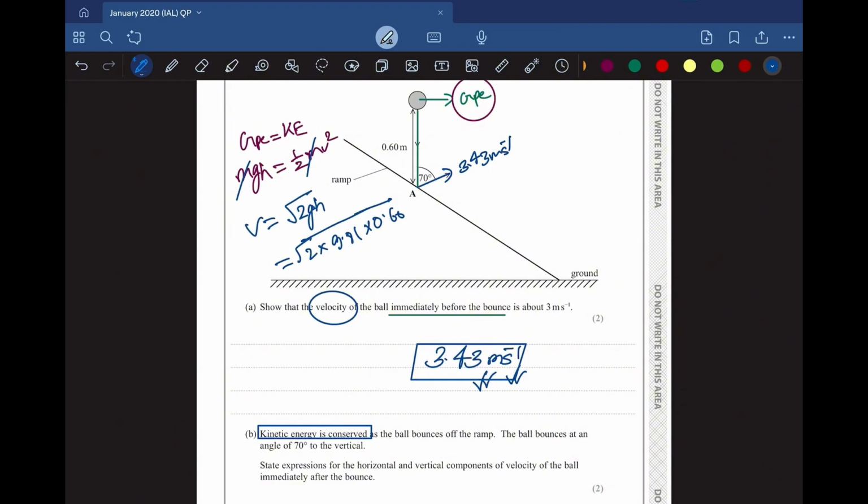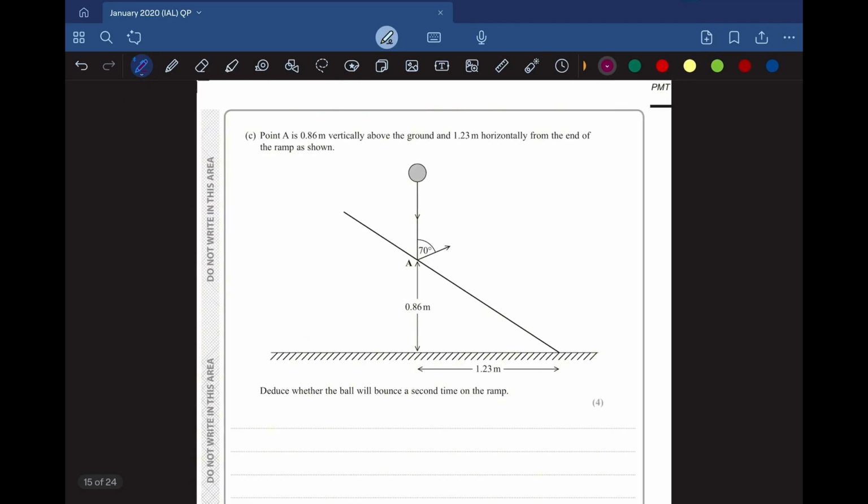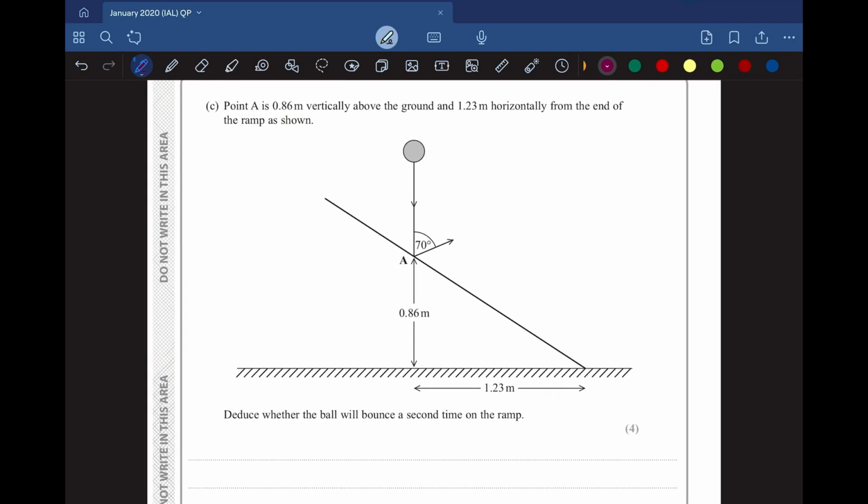And as it is at an angle, we can break it down into two components. One is the horizontal component and the other one is the vertical component. And we know the component with the angle will be 3.43 cos 70, and the other one is 3.43 sin 70. Moving on to the next part, it says point A is 0.86 meter vertically above the ground and 1.23 meter horizontally from the end of the ramp.